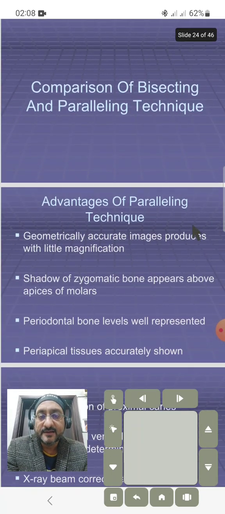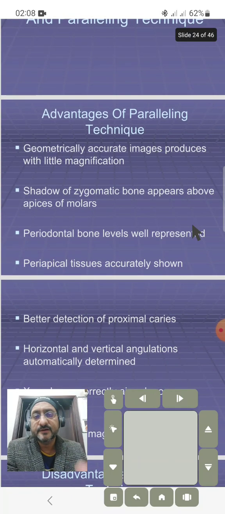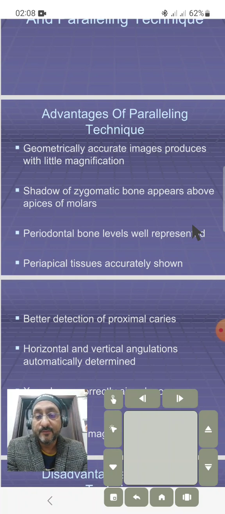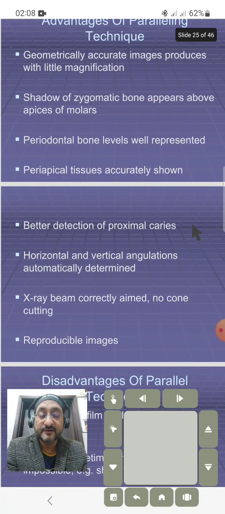Comparison of bisecting and parallel technique. Advantages of the parallel technique: geometrically accurate images are produced. Shadow of the zygomatic bone appears above the apices of molars. Periodontal levels are well represented, a very good representation. Periodontal bone level and periapical tissues are accurately shown. Better detection of proximal caries.